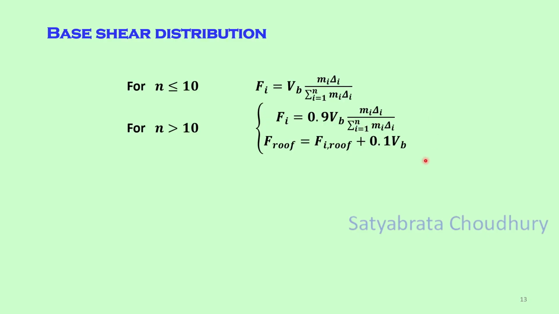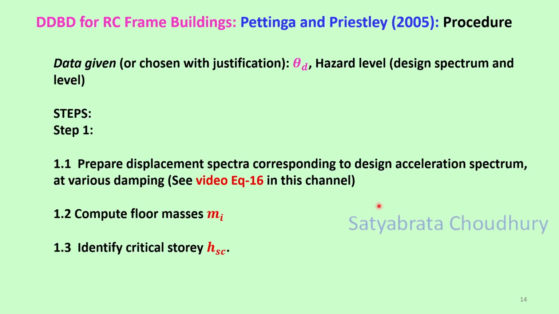Now this 10% we put at the roof level. So roof level final force is the distribution force from the formula in the previous step, Fi roof, plus that 10% of the base shear. Researchers have established that with this manipulation of the base shear, you can accommodate the effect of the higher modes in the system.